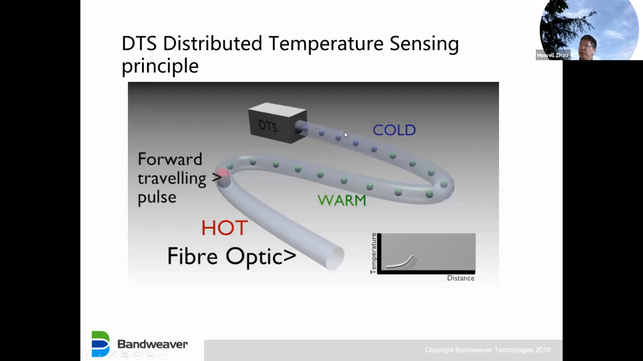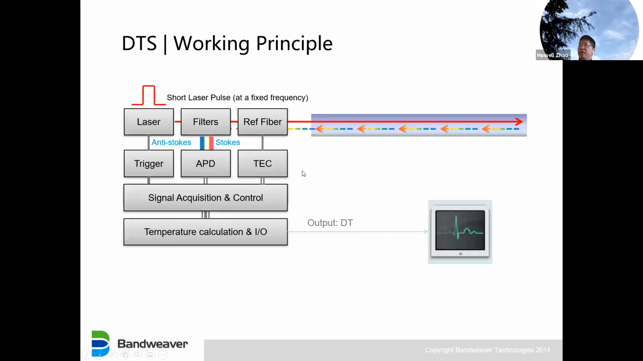From the DTS, we have the light, the photons, coupled into the optical fiber. Then the light transmits forward and gets backscattered in the back direction. So we have photo receivers here to detect the photons and give some judgment on the temperature. This is a more detailed module-level schematic of the components inside the DTS.